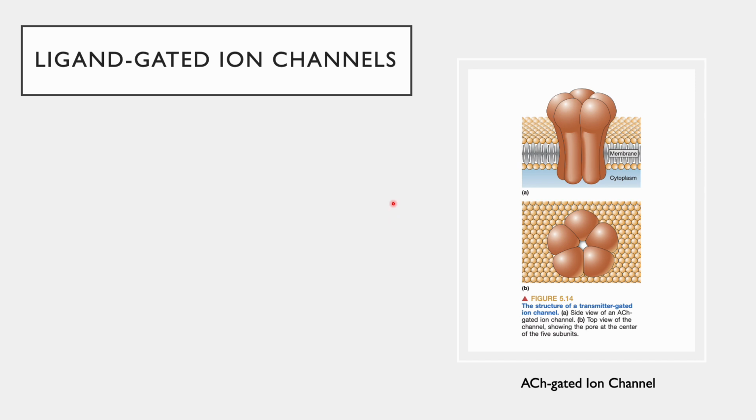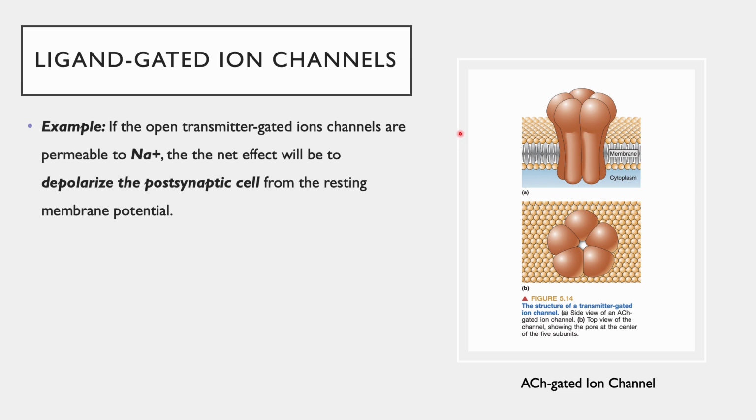So let's go in more depth about the acetylcholine-gated ion channel. For example, let's say that this transmitter-gated ion channel is selectively permeable to sodium. If acetylcholine comes and binds to this channel, and it induces conformational change in which that channel can open up and allow ions to come inside of the postsynaptic cell cytoplasm, in this case, this channel is selectively permeable to sodium. So extracellular sodium could come inside of the channel and enter the cytoplasm of the postsynaptic cell.